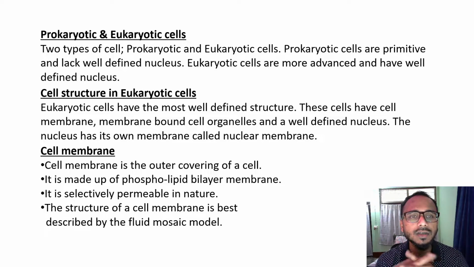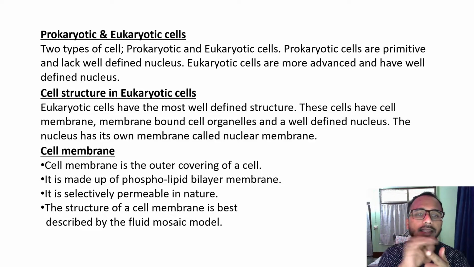Now next is what is the cell structure in eukaryotic cells. Okay, since prokaryotic cells do not have a nucleus, we are not talking about that. Since eukaryotic cells are advanced, they have a nucleus, so let us understand how the cell structure works in eukaryotic cells. Eukaryotic cells have a well-defined structure. Okay, these cells have a cell membrane. Membrane means what? On the outer lining there is a cover.